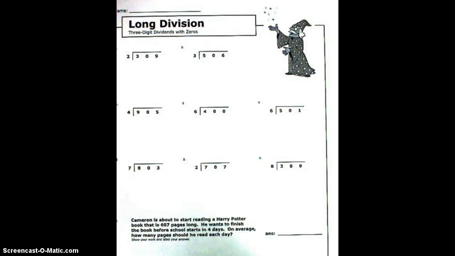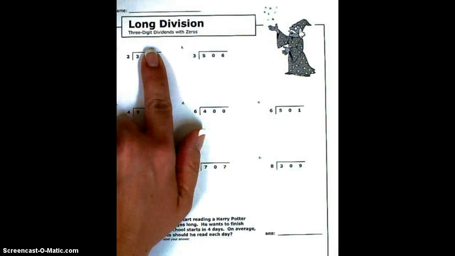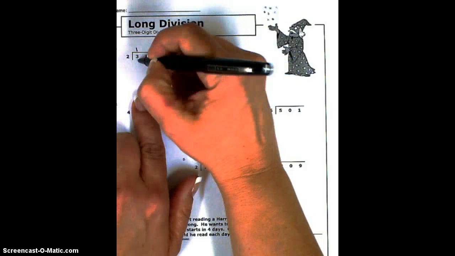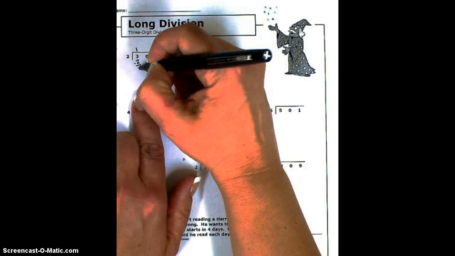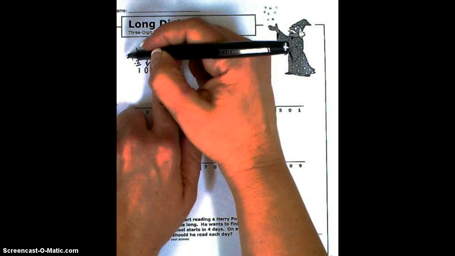Alright, 5th graders, so homework tonight, long division. Remember, we look at the first digit here and how many times will 2 go into 3? 1 time. We write down a 2, subtract, and get 1. We'll bring down our next digit, a 0. How many times does 2 go into 10?